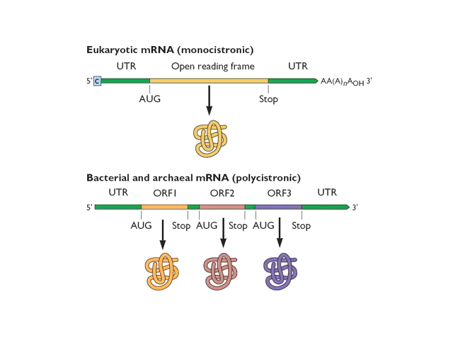So eukaryotic mRNAs are typically monocistronic, one mRNA, one protein. Bacterial and archaeal mRNAs are polycistronic. You can make several proteins from one messenger RNA. And that's because at the 5' end, around the AUG of each of these ORFs, there's a Shine-Dalgarno sequence, which is complementary to a sequence on the ribosomal RNA. So the ribosomes can bind internally on these bacterial mRNAs.